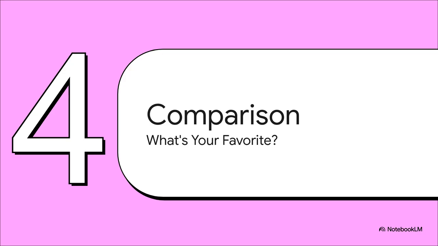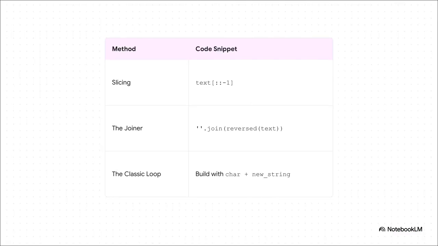So there you have it, the slice, the joiner, and the loop. 3 totally different but completely valid ways to tackle the same exact problem, which leads to the big question. Let's put them all side by side. You've got slicing, which is your speed demon. It's all about being as short and punchy as possible. Then you have the joiner, which is all about readability. You can tell exactly what it's doing at a glance. And finally, the classic loop, which is about demonstrating fundamental control.